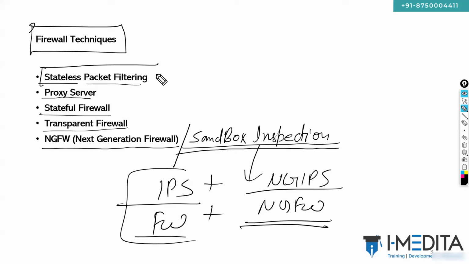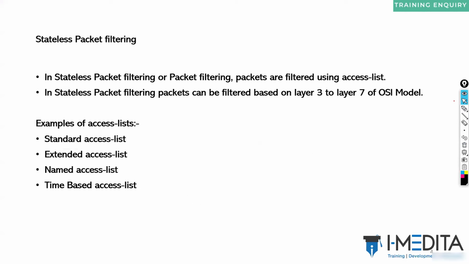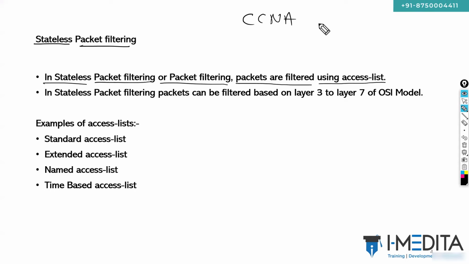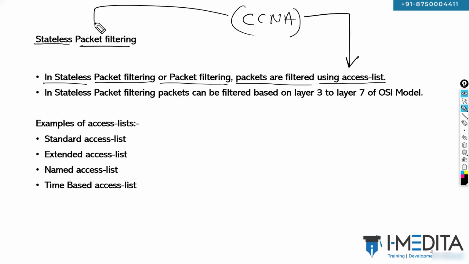Now we will discuss the first firewall technique here, that is packet filtering. To understand it, let's move further. What is packet filtering or stateless packet filtering? In stateless packet filtering, packets are filtered using access lists. I hope that you have knowledge of CCNA. In CCNA, we learn about ACL. So when we use ACL, actually we do packet filtering, or we can say we implement stateless packet filtering.